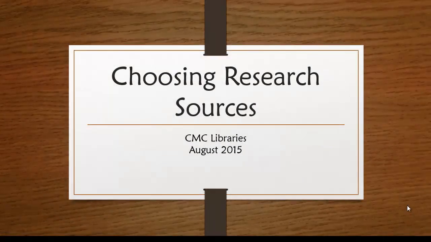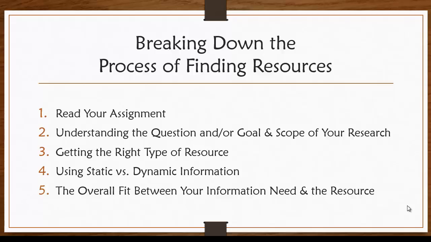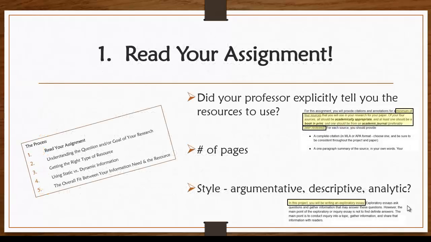You have some research to do, so let's get started and do it right from the beginning. This is what your librarians would recommend you do to break down the process of finding good resources. It's 5 simple steps, but they should get you to the right place. So number 1, read your assignment.